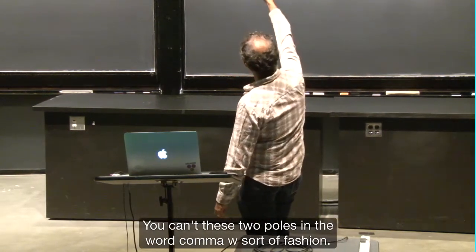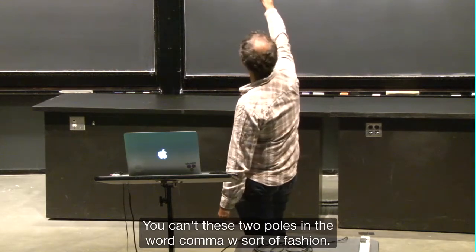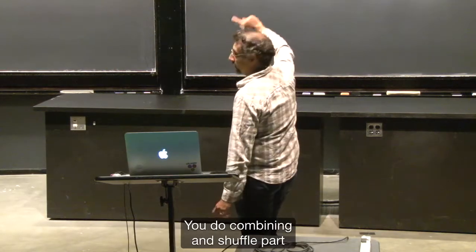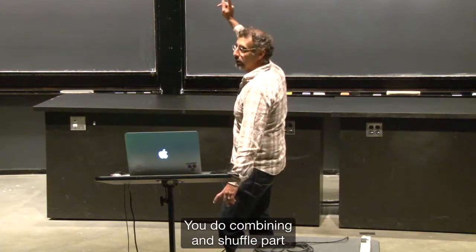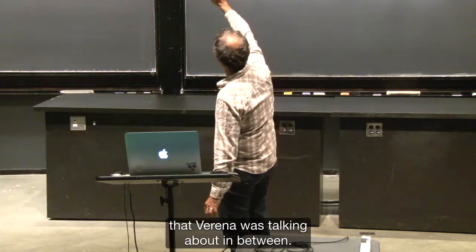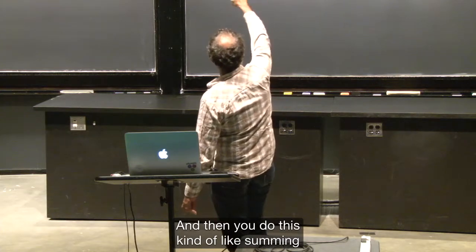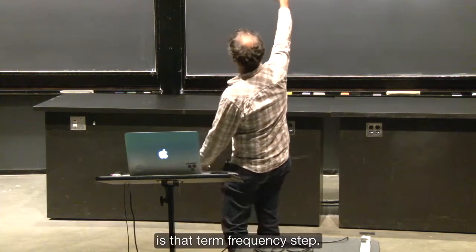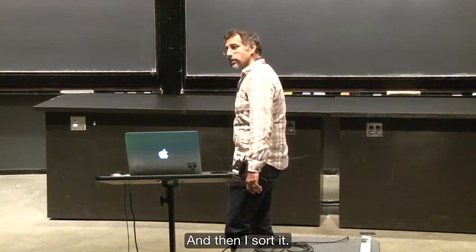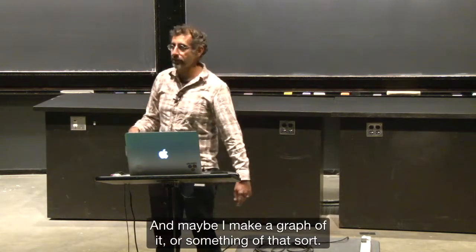Basically, you count these tuples in the (word, w) sort of fashion. You do the combining and shuffle part that Verena was talking about in between, and then you do this kind of summing that's going on in the reducer step, which is that term frequency step, and then I sort it, and maybe I make a graph of it or something of that sort.